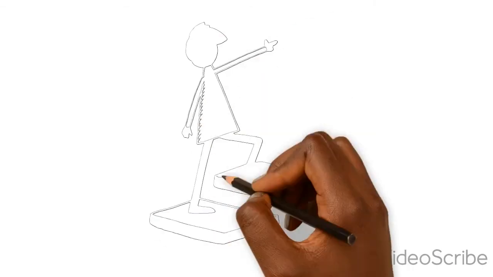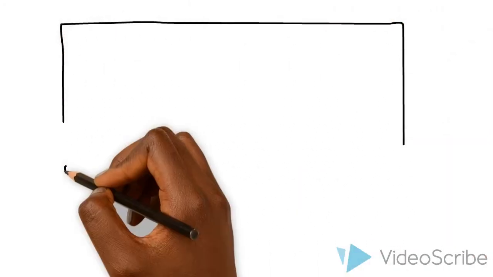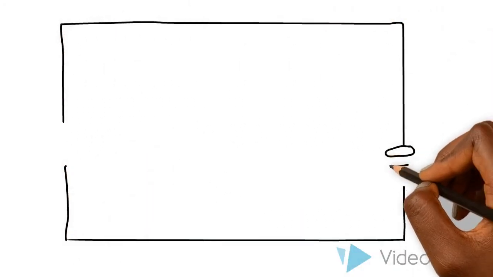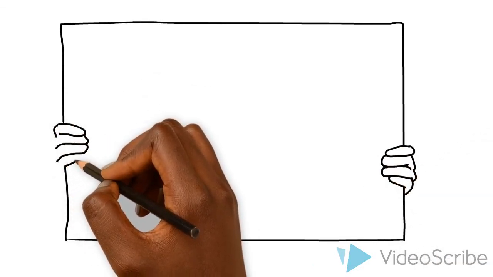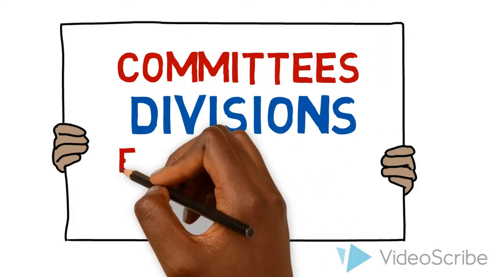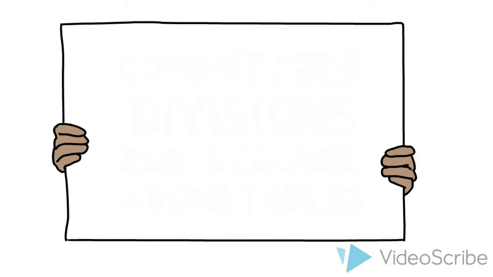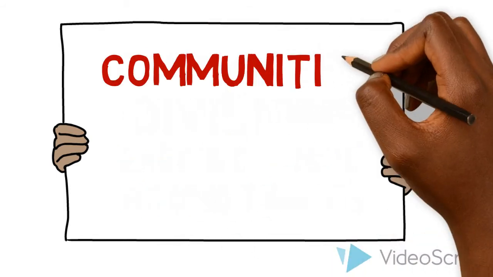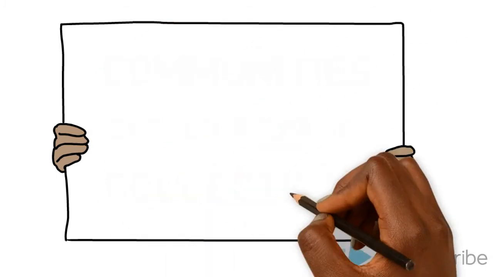This video will show you how to contribute your materials to ALAIR for safekeeping. The first thing you need to know is that the organization of ALAIR mirrors the organizational structure of ALA. At the top level, ALA is organized into ALA-wide committees, divisions, exec and council, and roundtables. Similarly, ALAIR is organized into communities, subcommunities, and collections that reflect ALA units and their outputs.